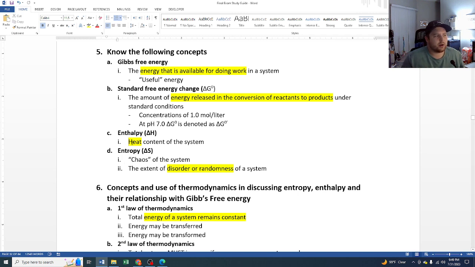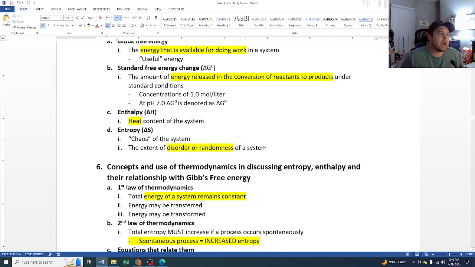Enthalpy is talking about the heat content of the system. So if we increase the temperature in the system, we're going to increase the enthalpy, which increases the chances of reactions occurring. It's like we're putting more energy into the system. As we heat it up, it's more likely that reactions will occur. Entropy is called the chaos of the system. So it's the extent of disorder or randomness of a system.